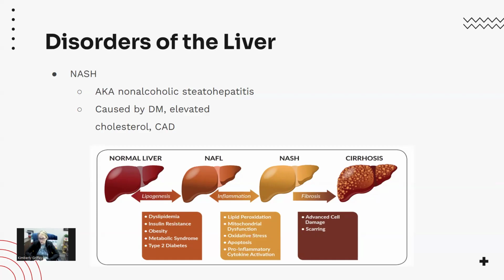So not all people who have fatty liver will go on to develop cirrhosis, but some with fatty liver will develop inflammation and fibrosis of tissue and eventually develop cirrhosis. So this is typically caused by, like I said, diabetes or elevated cholesterol and coronary artery disease. So you have a normal liver, then you have lipogenesis, then you develop the inflammation, and then you develop the fibrosis. That's the difference in these.